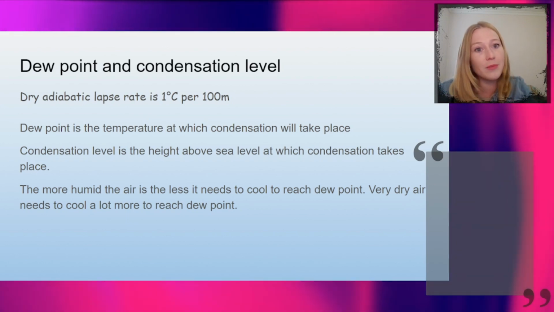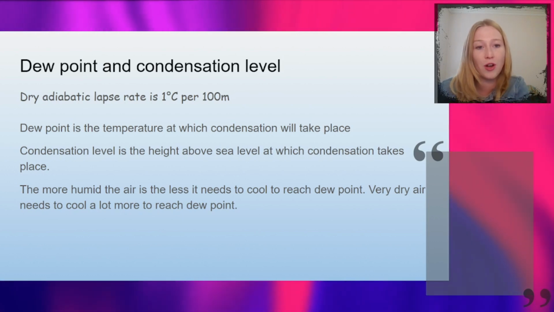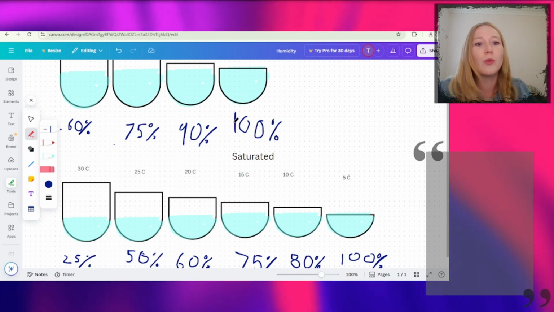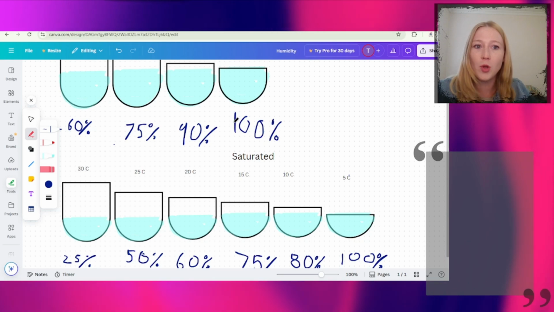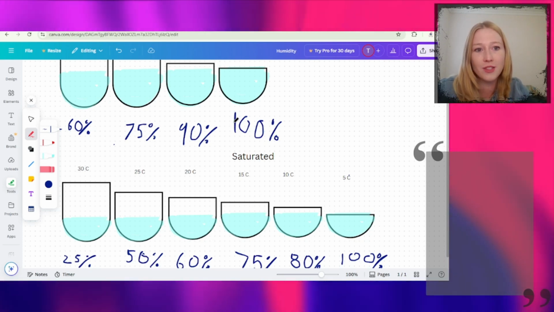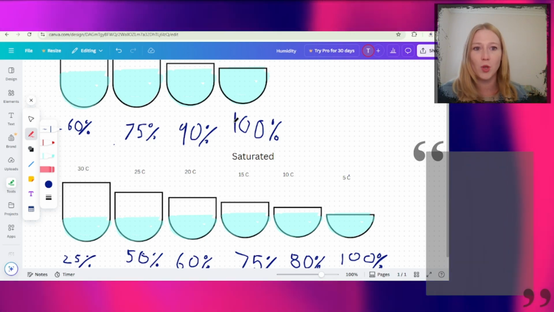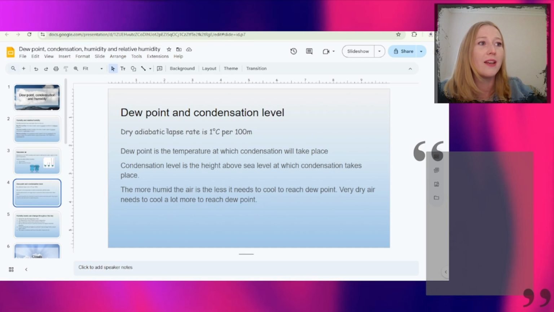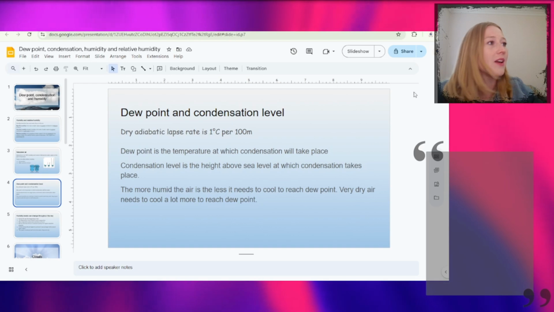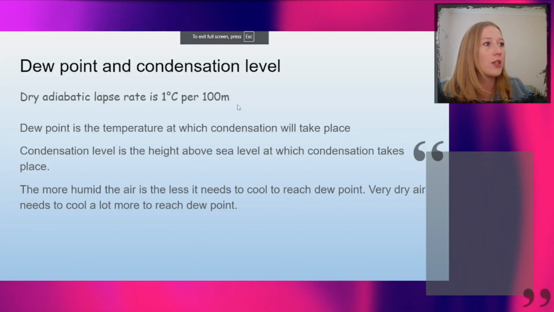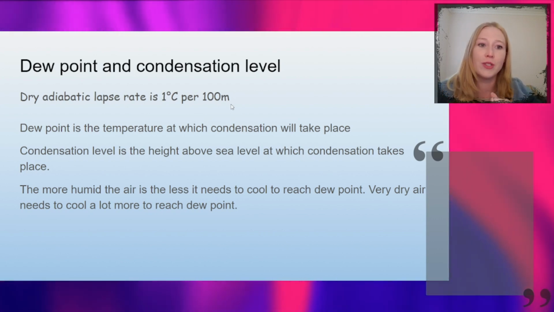That value, that temperature, will depend on how much water vapor was in the air to start with. In the atmosphere, we can't necessarily just make the air colder, but the air does become colder as it increases in altitude. So as the air rises up from the ground, it becomes colder. And we call that a lapse rate, a dry adiabatic lapse rate. And the rule is that it will get colder by 1 degree Celsius for every 100 meters.